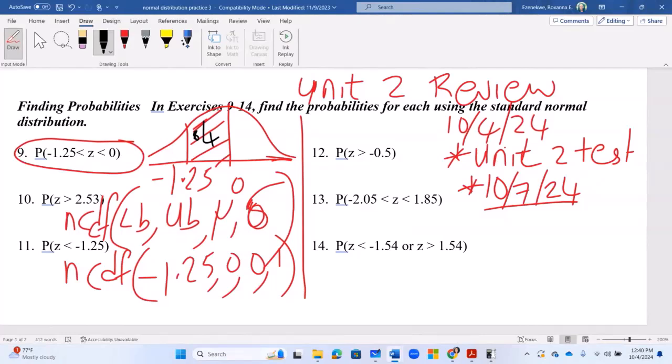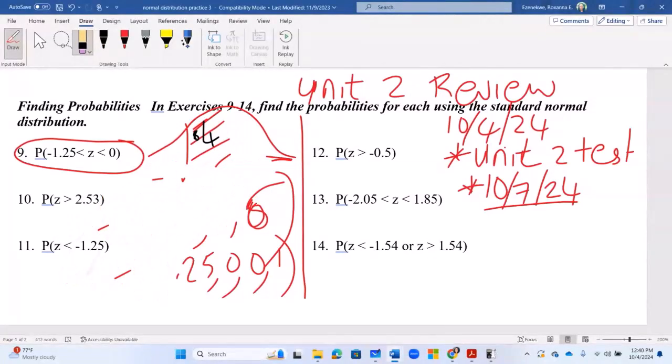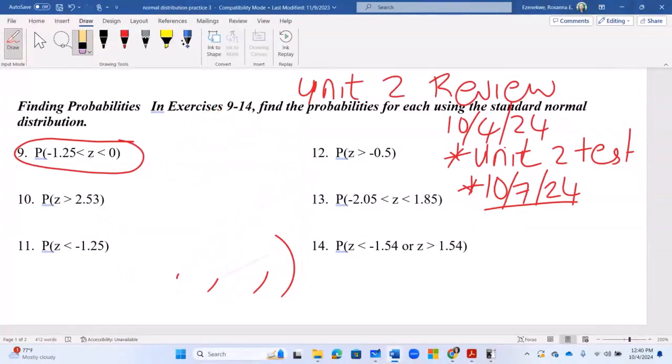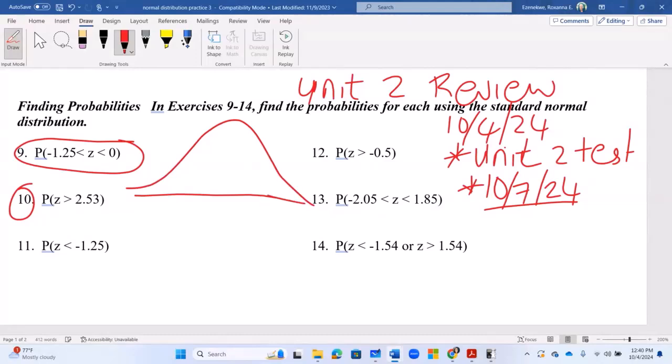So let's do area to the right again, just so you will remember how to do them. When we get to chapter 7, which is going to be the first thing we do next week, we will actually start with normal distribution. Okay, number 10 this time. The first thing is to draw a normal curve and shade the area you are told to find.